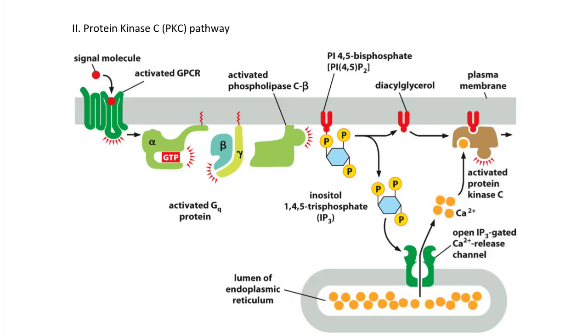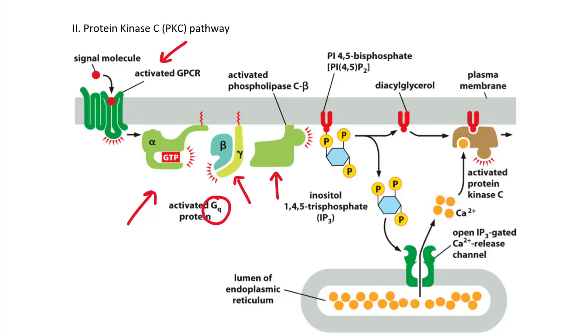The protein kinase C, or PKC, pathway. In this pathway, a signaling molecule binds to the G protein coupled receptor, and we have activation of the G protein. In the case of the PKC pathway, the G protein is called Gq. Now, the beta gamma subunit of the G protein will go on to activate PLC beta.